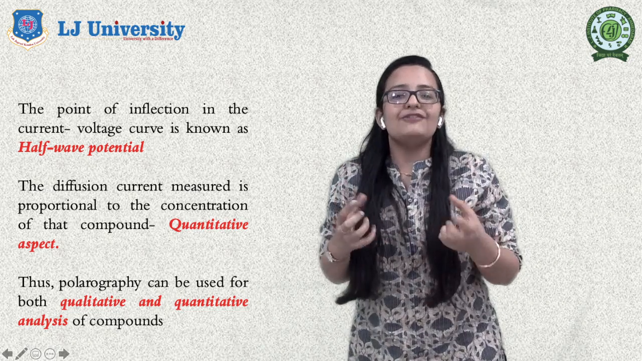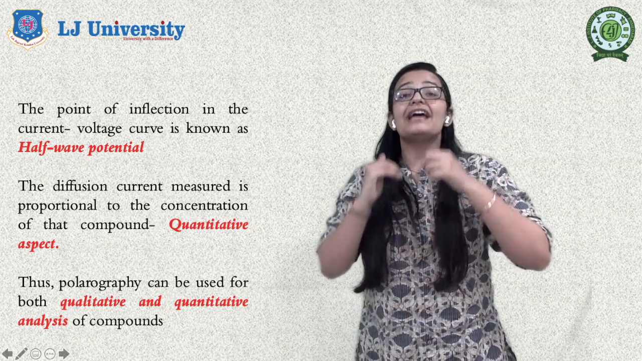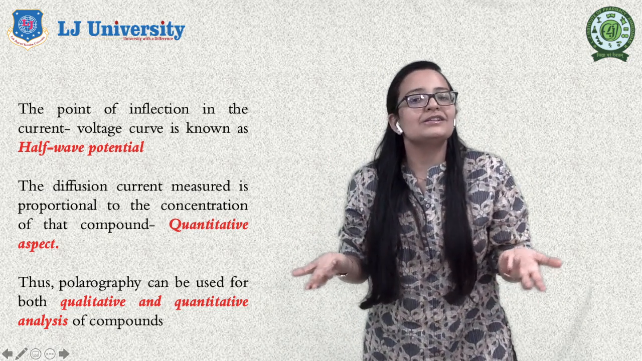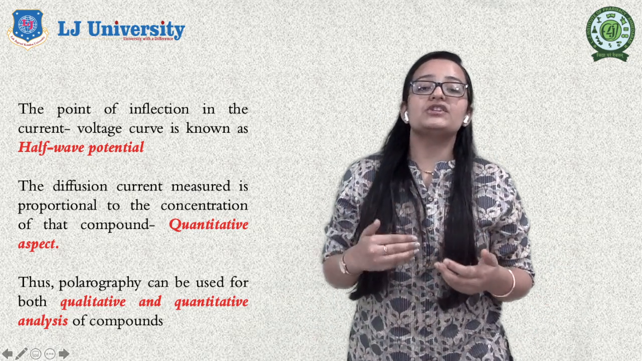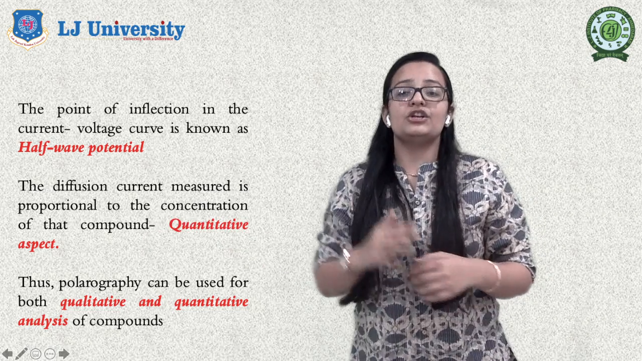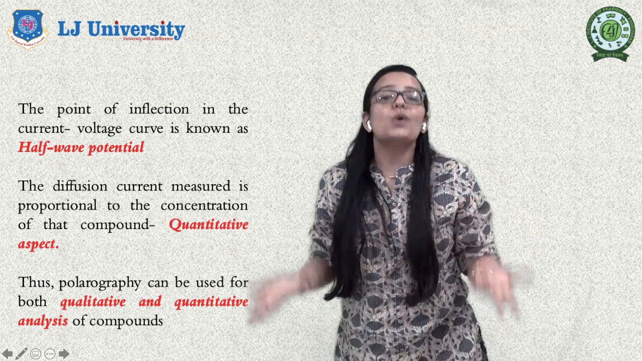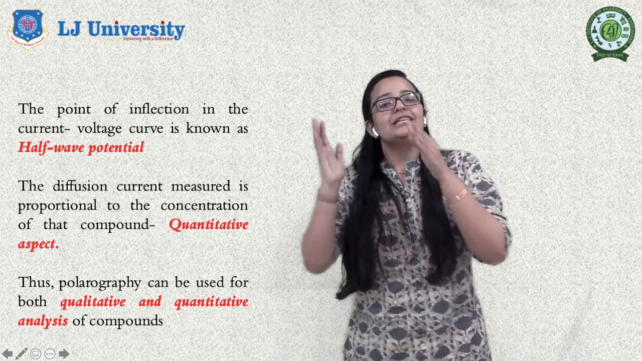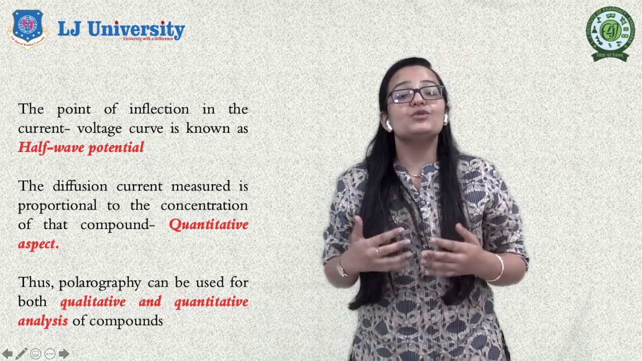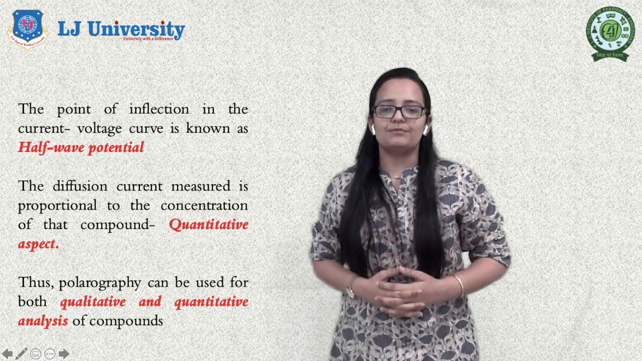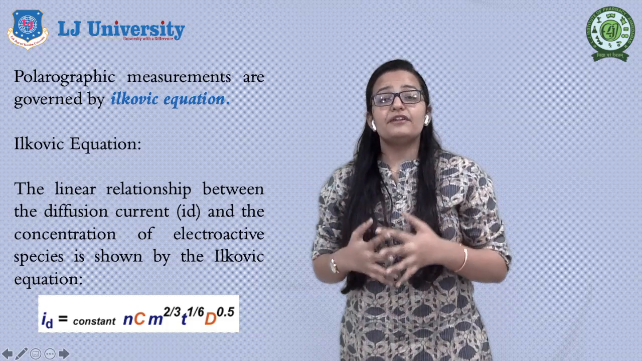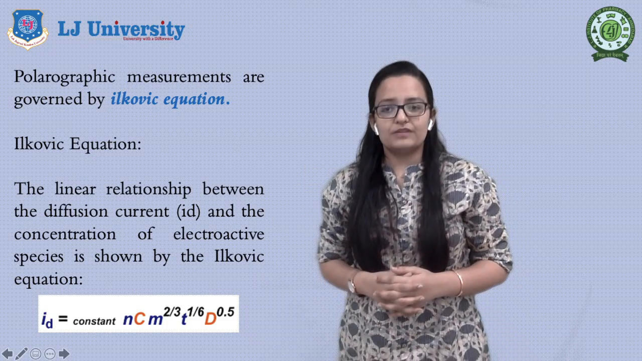It is typical for every element or every functional group. So it is the qualitative aspect, while the diffusion current is measured in proportion to the concentration of that compound. It is the quantitative aspect. Thus, this polarography technique can be used for both qualitative as well as quantitative analysis of the compound. Polarographic measurements are governed by the Ilkovic equation.